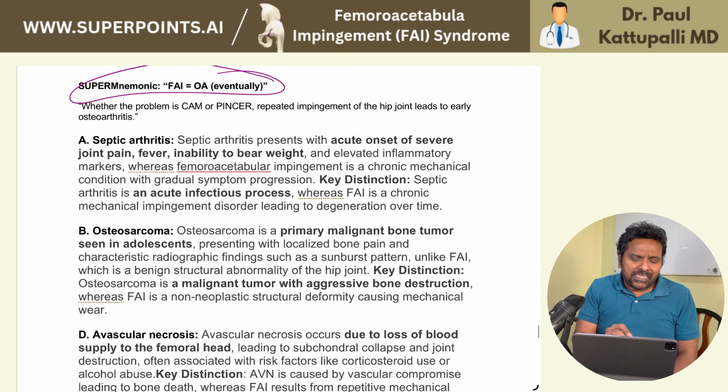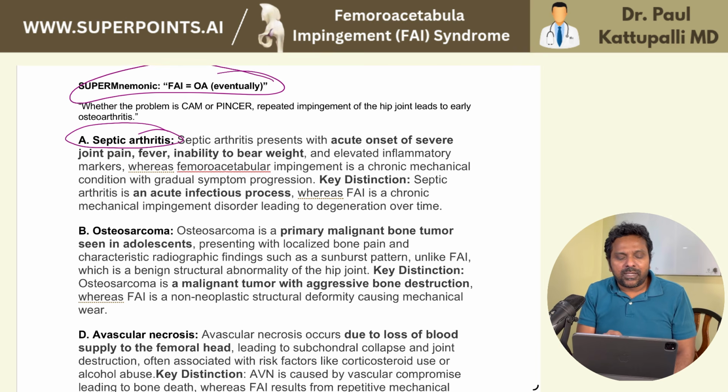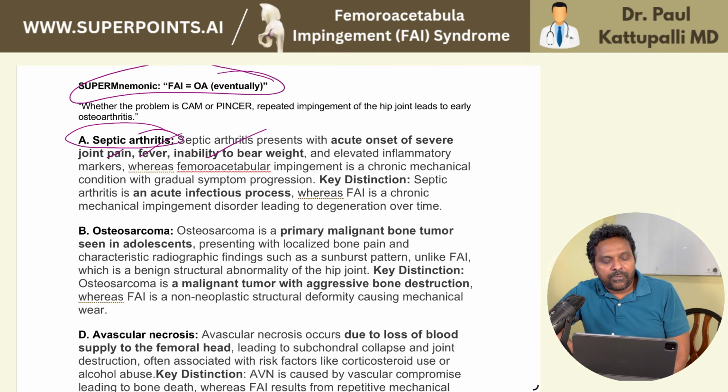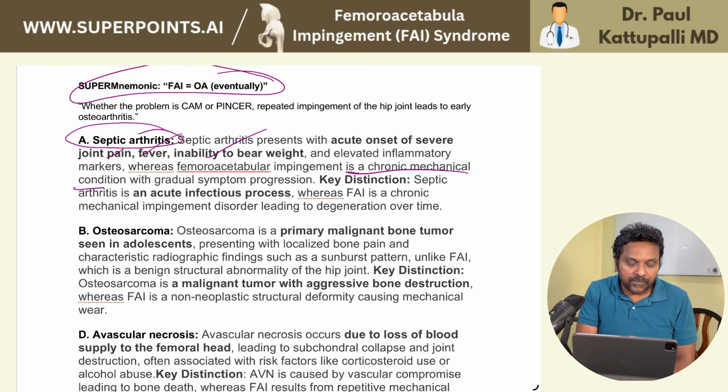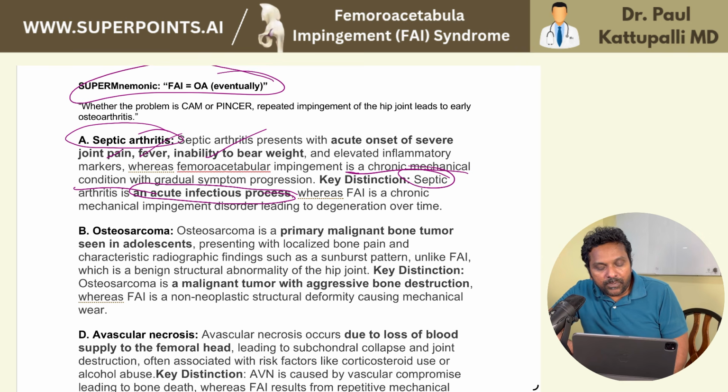So, septic arthritis, no. Why? Because septic arthritis is joint pain, fever, inability to bear weight, elevated inflammatory markers. But there is no relationship between the two. Femoroacetabular impingement is a chronic mechanical condition, whereas septic arthritis is an acute infectious process. FAI is a chronic mechanical impingement disorder leading to degeneration over time.